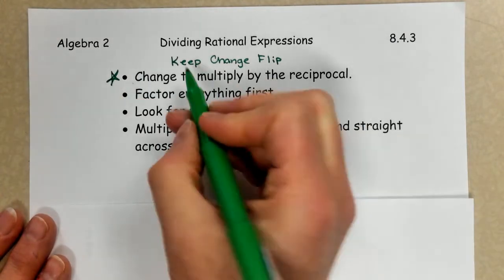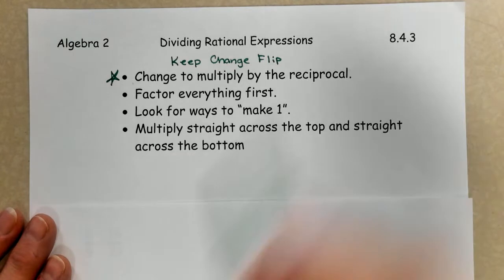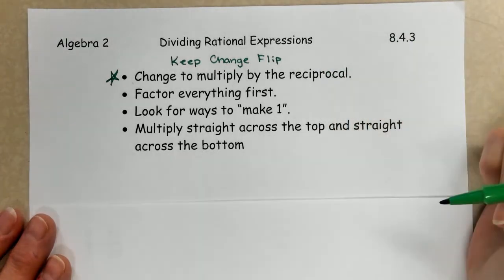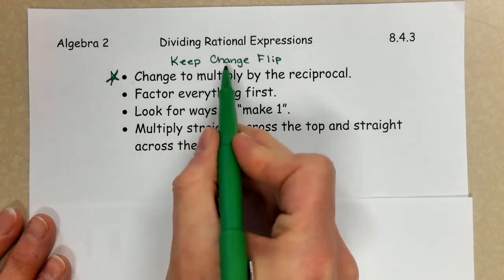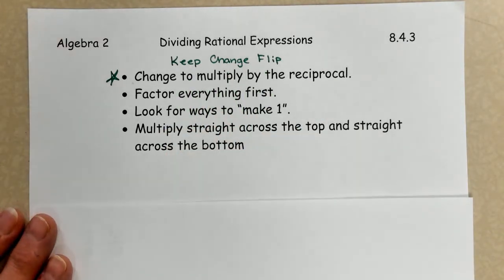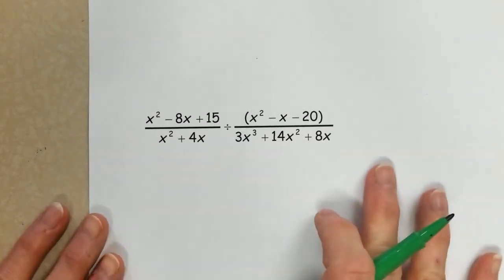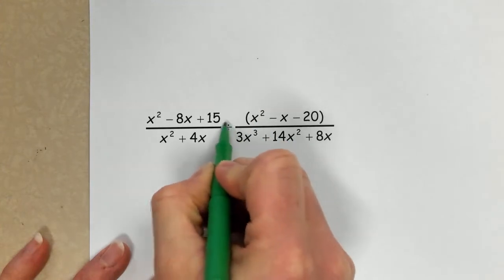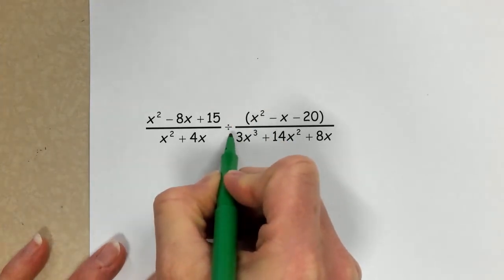So multiply by the reciprocal of the second fraction, the fraction after the divide sign. So keep, change, flip is supposed to help us remember what to do. Here's an example of a division problem. So I see division in the middle. You'll have to train your brain to look at that first.